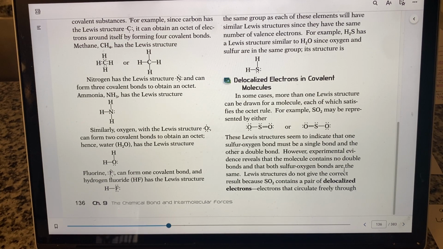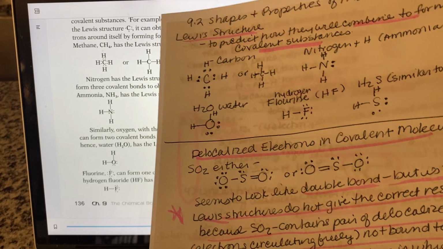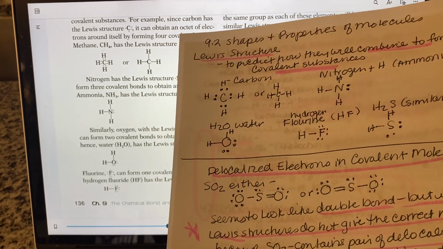So fluorine can form 1 covalent bond with hydrogen. We have fluorine here, and it has 1, 2, 3, 4, 5, 6, 7, but it's sharing that 7th one with hydrogen, which actually needs 1. So that's how that looks. Let's look at that. Here's the picture of it right there. You see how the sharing goes. I kind of wrote the pictures there.